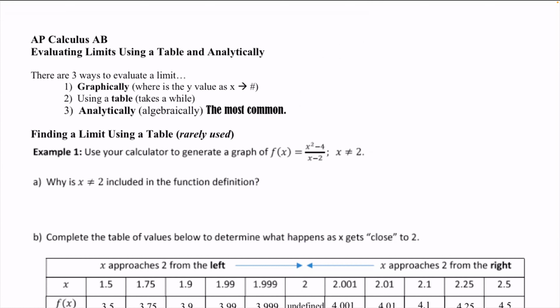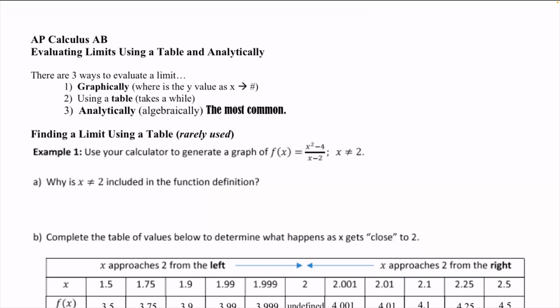Using a table takes a while, so it's rarely seen. I've never seen a table question on a test, but I always show it to students just to show them this is what I mean by finding a table. So that's why I say rarely used. You don't have to worry. You might have one or two problems on your homework about it, but in the big scheme of things, using a table to find a limit is not something you need to worry about.